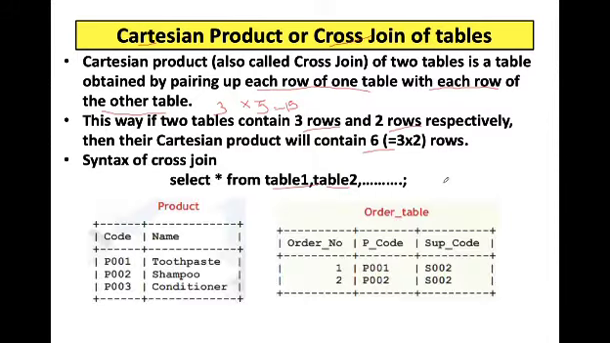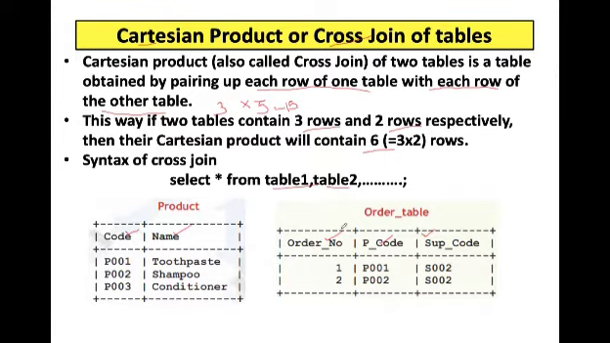So consider these two tables. We are considering these two tables to explain the cross join. The first table is product, which keeps the record of names of the products and the product code, a unique identification number of each product. And the order table keeps the record of orders of all the products. So there is a relation between these two tables. In this, order number 1 is of which product and for which supplier. The code of the supplier is kept in this table.